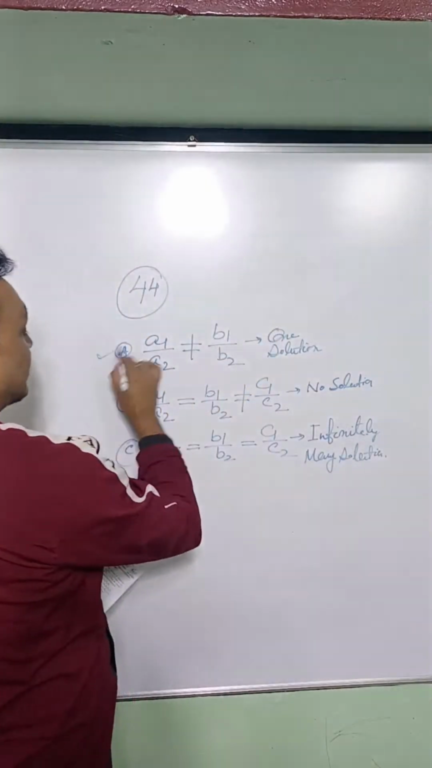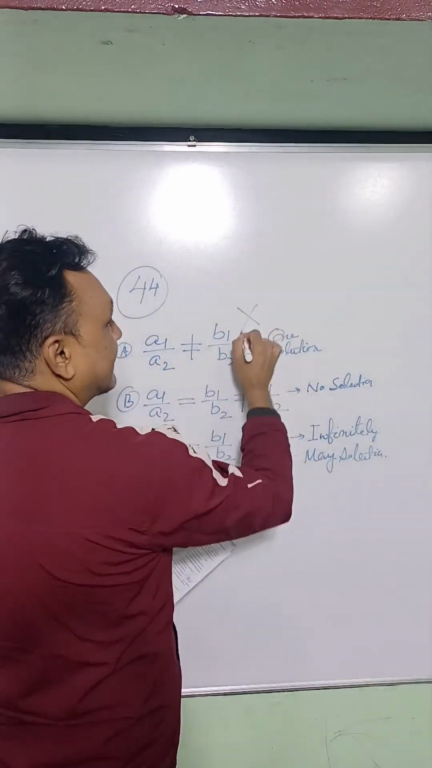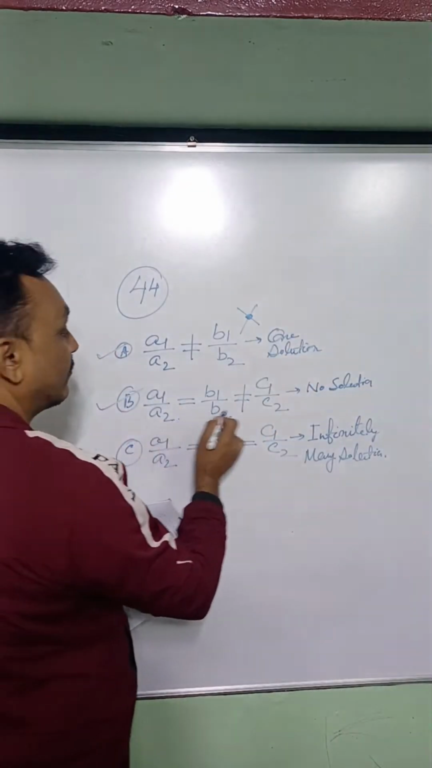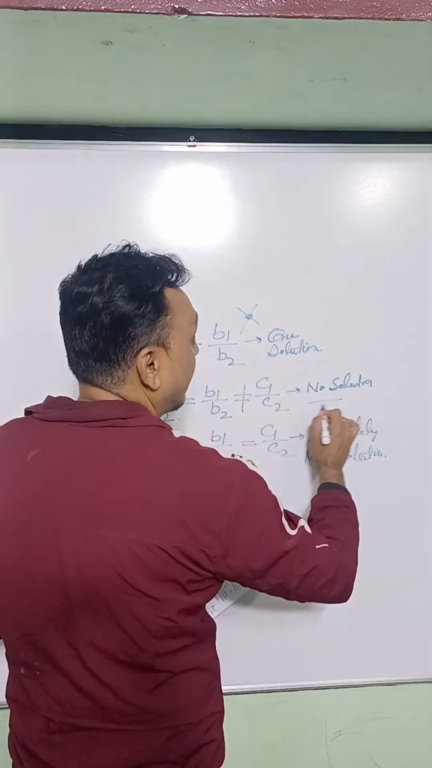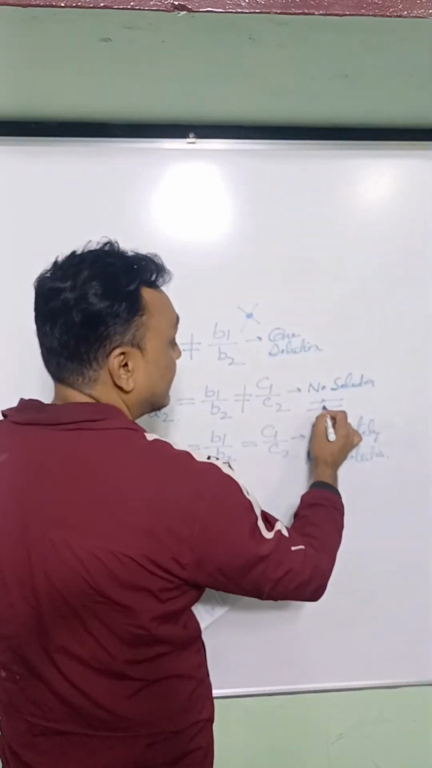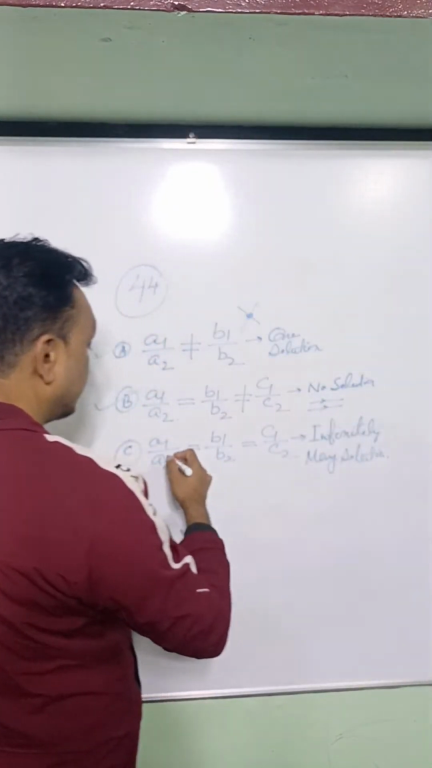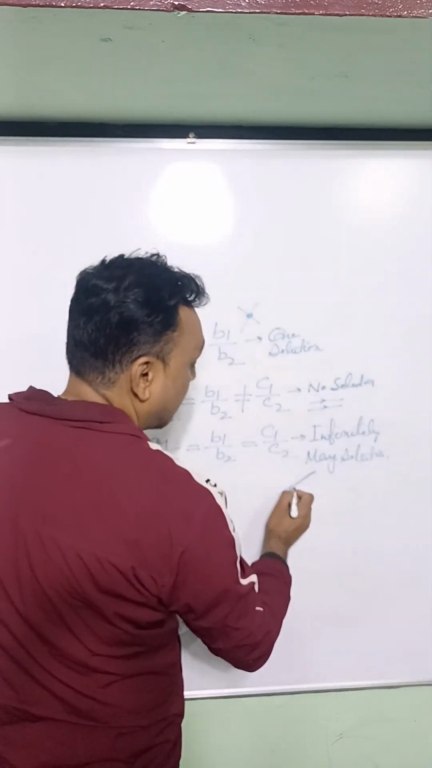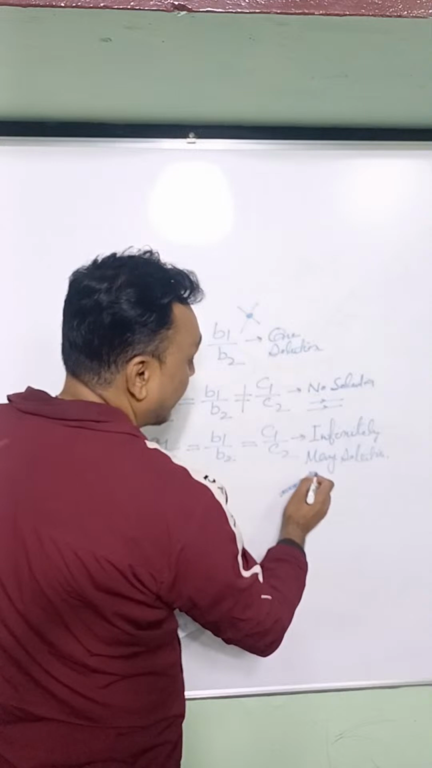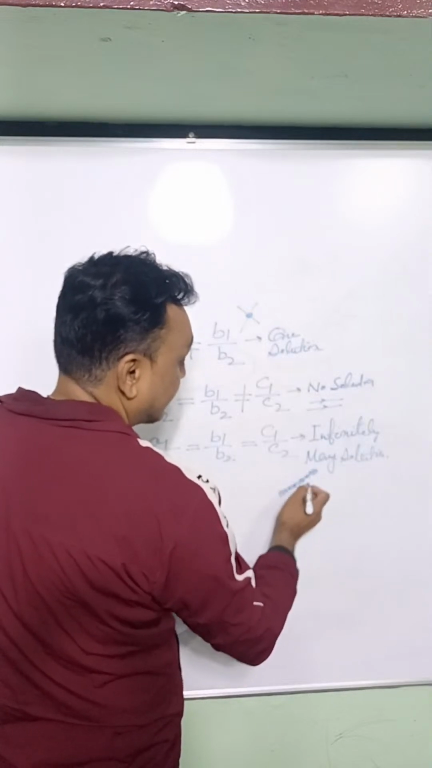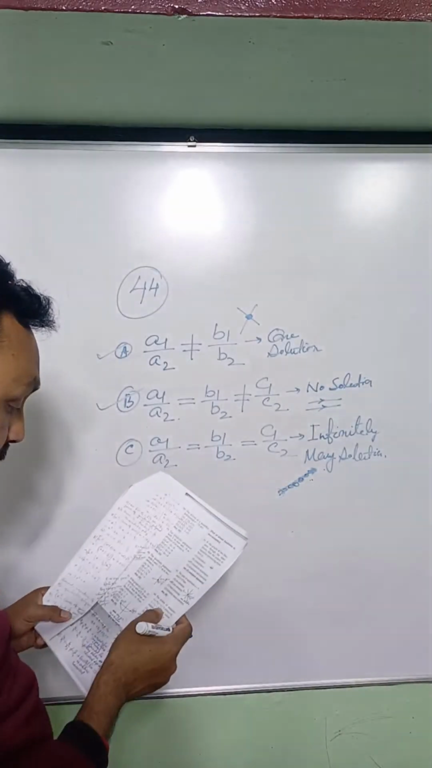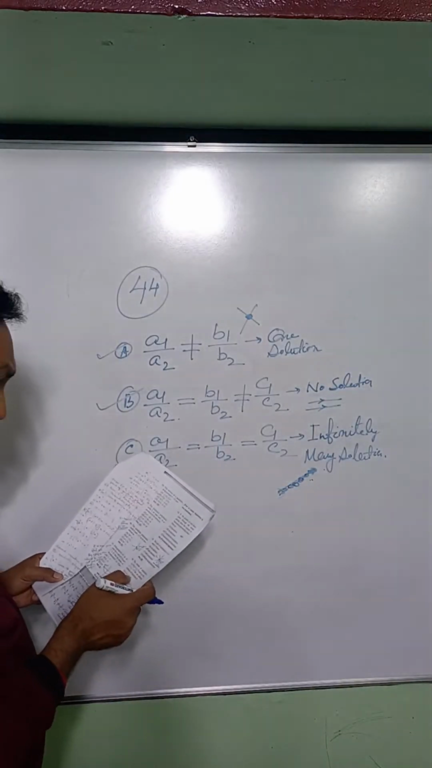If this condition is fulfilled, the lines intersect at a point, that means 1 solution. If this condition is fulfilled, they are parallel lines. Parallel lines will never intersect with each other, so there will be no solution. Coincident lines mean one line is above another line, so they have infinitely many points in common, so it has infinitely many solutions. The question is the system of equations has infinitely many solutions.